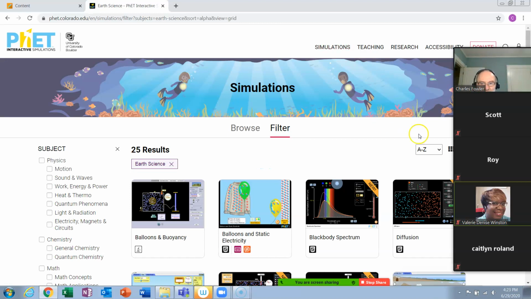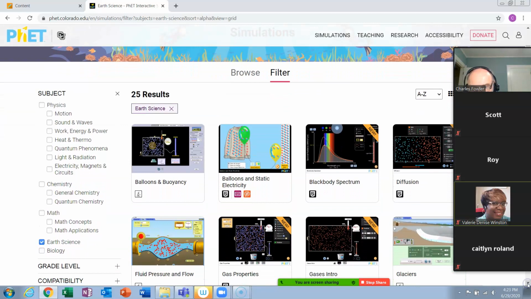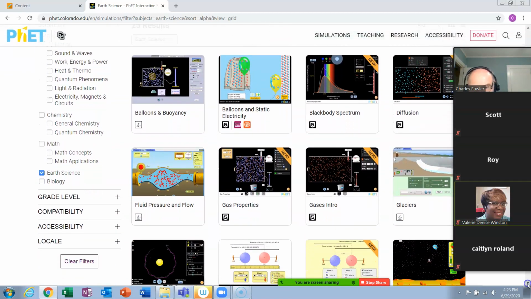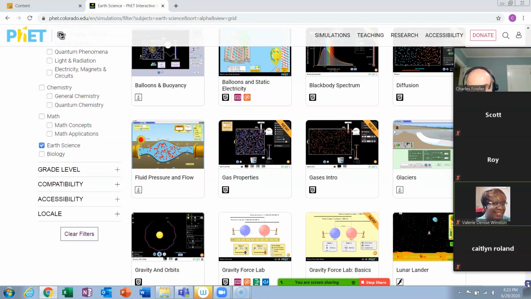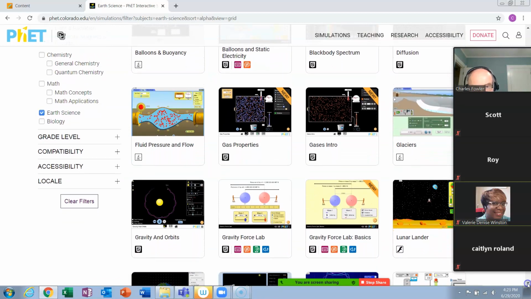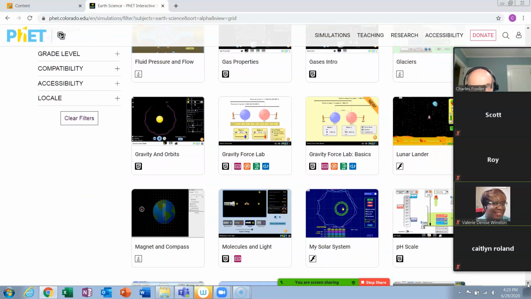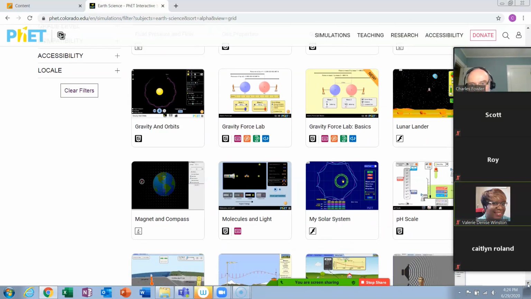Now, we see the whole family of Earth Science things here. These are listed sort of alphabetically, so you just have to scroll through. We don't want balloons and buoyancy and those kinds of things, diffusion. These are all interesting, good stuff. There's a thing on glaciers. We might come back to that in a later chapter. Gravity, force basics, okay. There's my solar system, which probably would have been an interesting one, but we had others to do there. And by the way, I'm going to show you now.